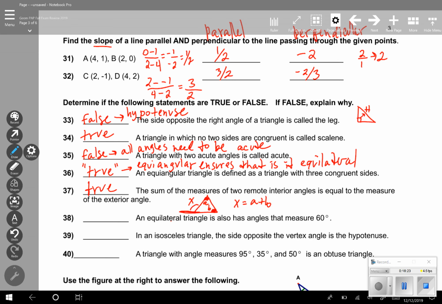An equilateral triangle has angles that measure 60 degrees. True. Because equilateral means equiangular, and 180 divided by 3 is 60.